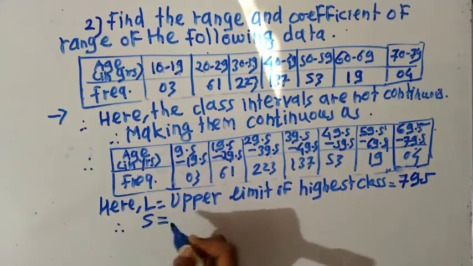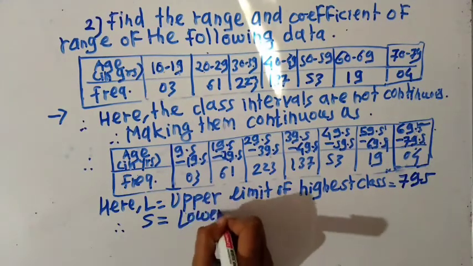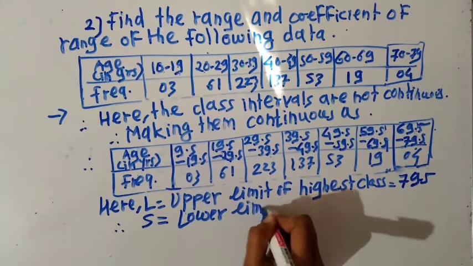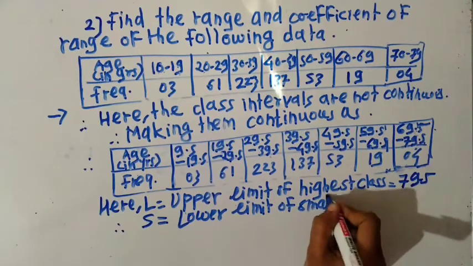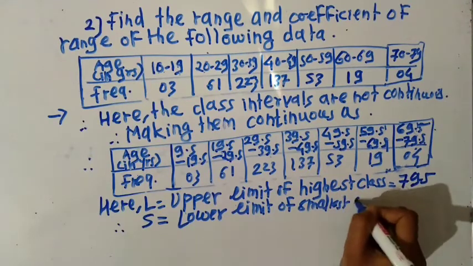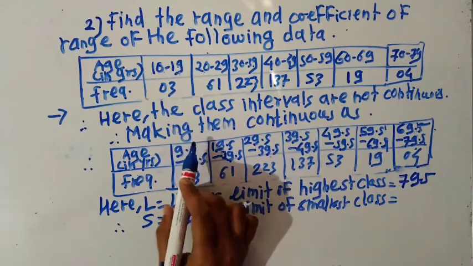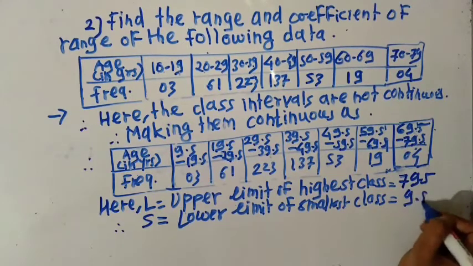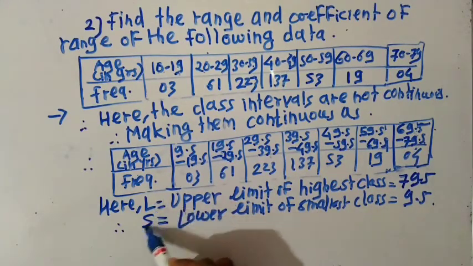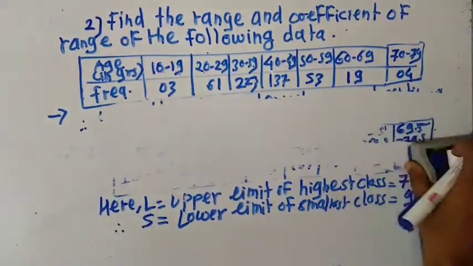And S is the lower limit of smallest class. Here the smallest class is this and its lower limit is 9.5. So we find out L and S. Then first we find out the range of these.